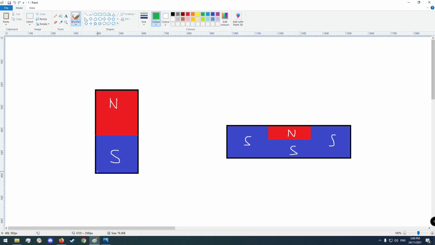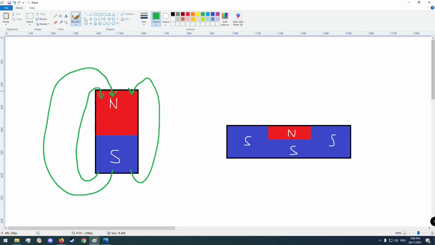Magnetic fields are described using magnetic field lines that flow from south to north. They form these big loops that go all the way around, such as this, and the further away you get, the more spread out they get, the weaker the field gets. Usually fields tend to be strongest in areas such as corners of magnets.